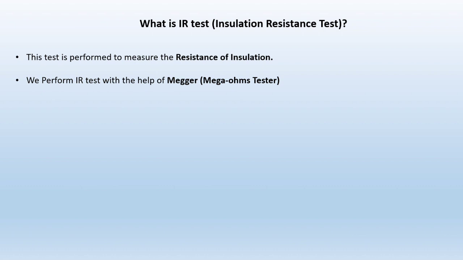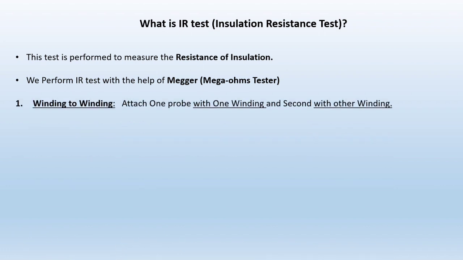So first we need to read about what the IR test is. It means insulation resistance test. Basically, this test is used to measure the resistance of insulation, which means we do this test to find the resistance of the insulation. We perform this test with the help of a Megger. Megger is the mega ohm tester, so we call it Megger. So we use this Megger to measure the resistance of the insulation.